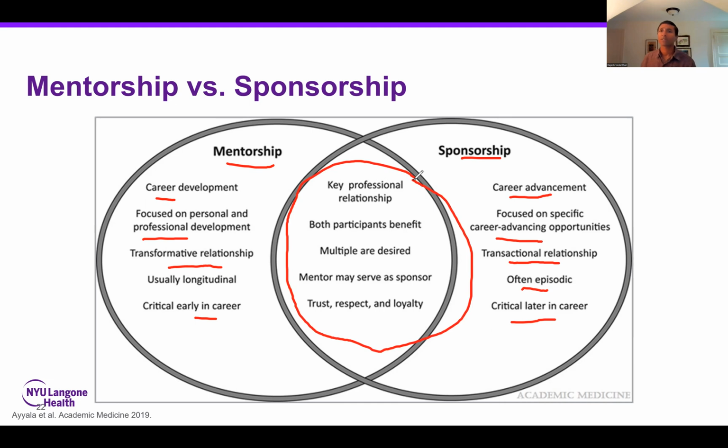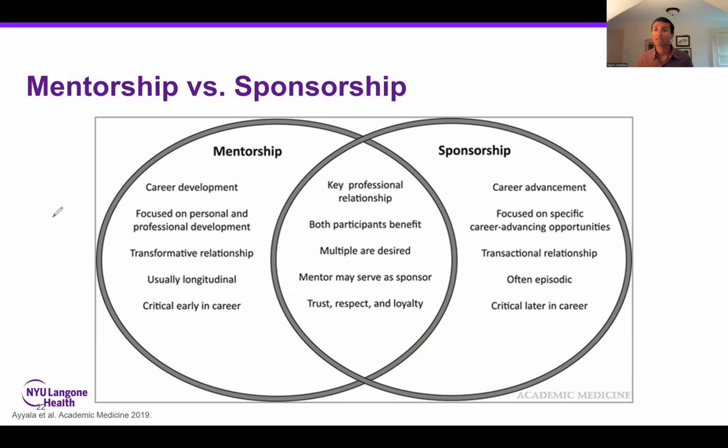But I think it's very important to think about having either one individual or a team of individuals who serve both a mentor and a sponsor type role. Not necessarily that they're going to be the same person or group of people, but having folks who are going to be looking out for you in those various respects.